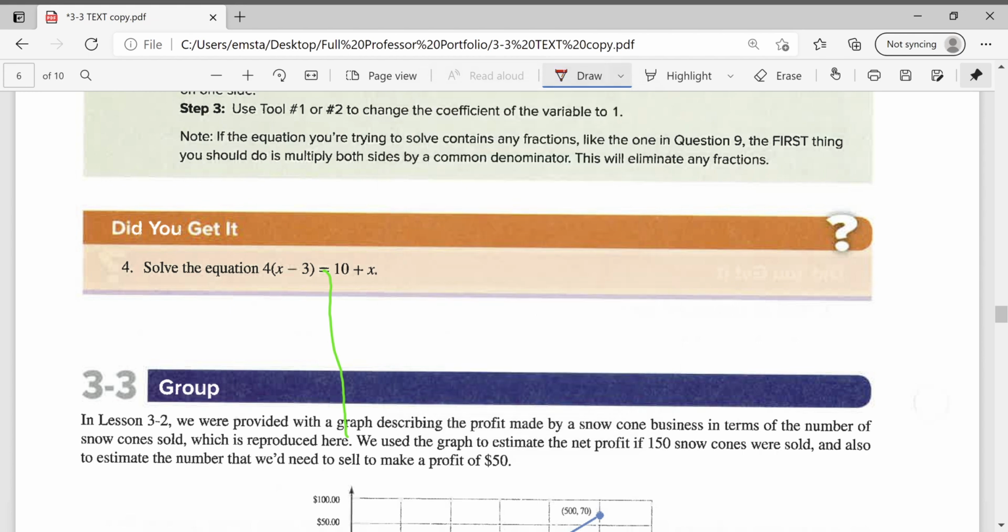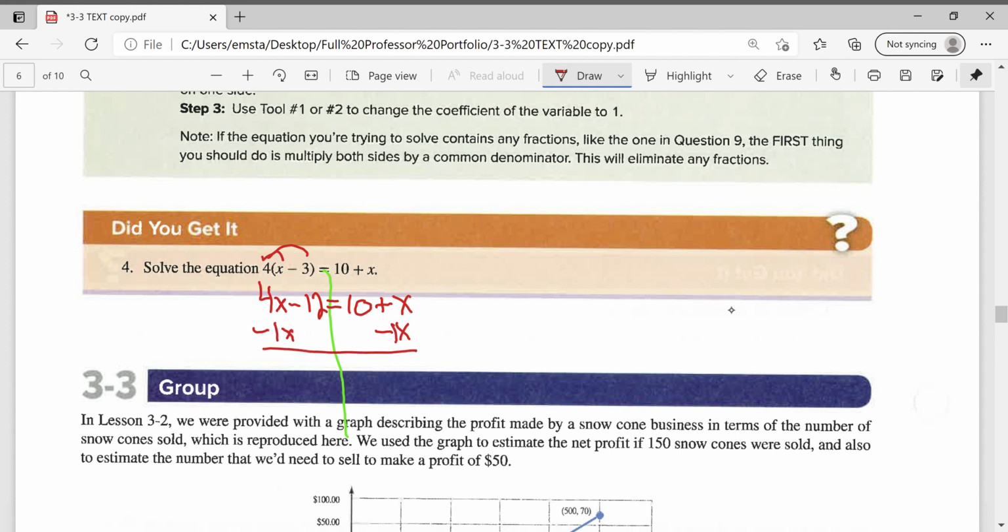The first thing you have to do is distribute the 4 through the parentheses. So I get 4x minus 12 equals 10 plus x. This one happens to be called a 3-step equation because I have variables on both sides. So my first step is to move the x from the right side to the left side. You're subtracting 1x is how you're doing that.